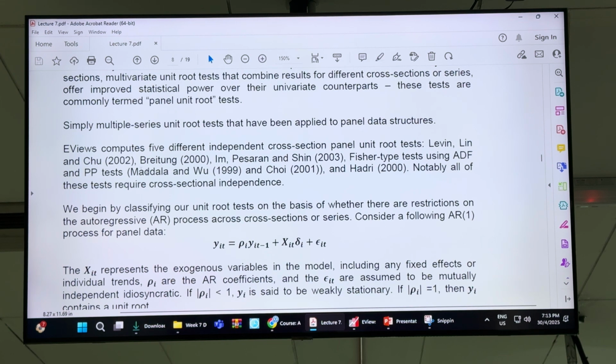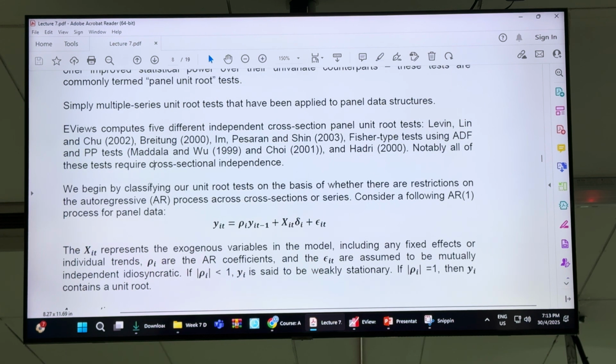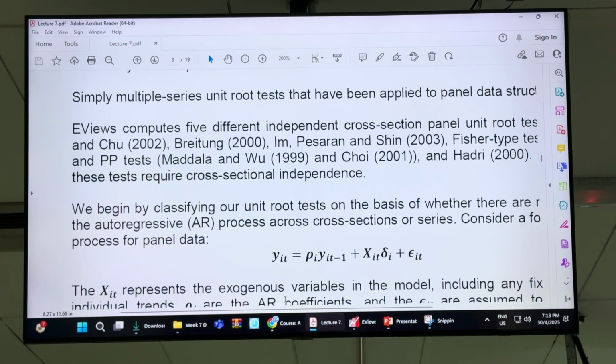But all these 5 different tests assume cross-sectional independence. These are the characteristics, so that's why this is called first generation, right? It requires cross-sectional independence. We're going to discuss them one by one, but we just give you the general idea of what these tests are about.